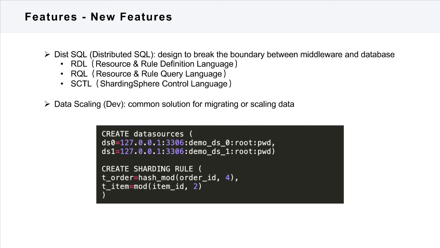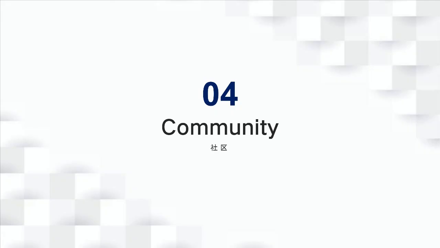Data scaling is a general data migration and data scaling solution provided by Apache ShardingSphere. The goal of sharding scaling is providing a common Apache ShardingSphere scaling solution, which can support kinds of sharding strategies and reduce the impact as much as possible during scaling. Currently, it is in alpha development.